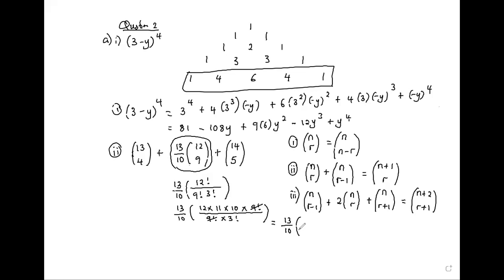Before we go to 13 over 10, also this 10 and that 10 can cancel. So now we remain with 13 times 4 times 11 over 3 factorial. Our target is to express this as a binomial coefficient of the form nCr. If you see 13, you just pick the bigger number up here, minus the number down here. So now we write this as 13C3.